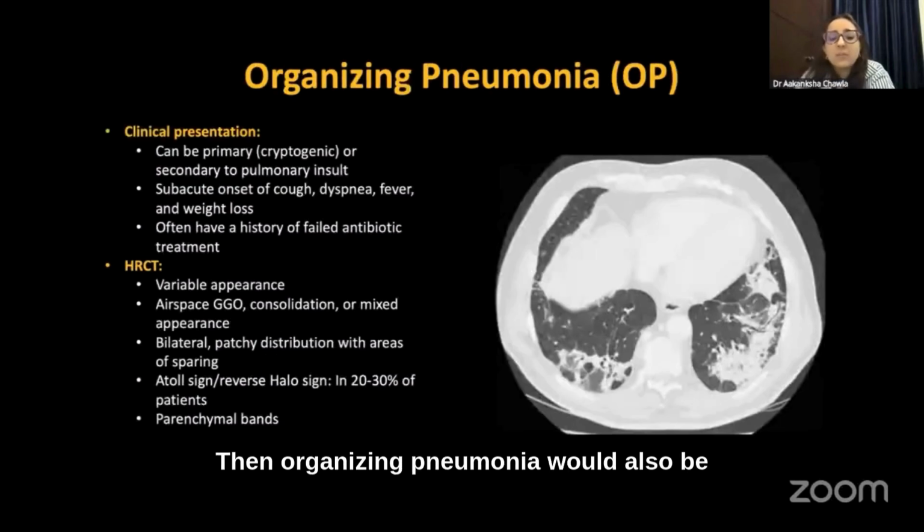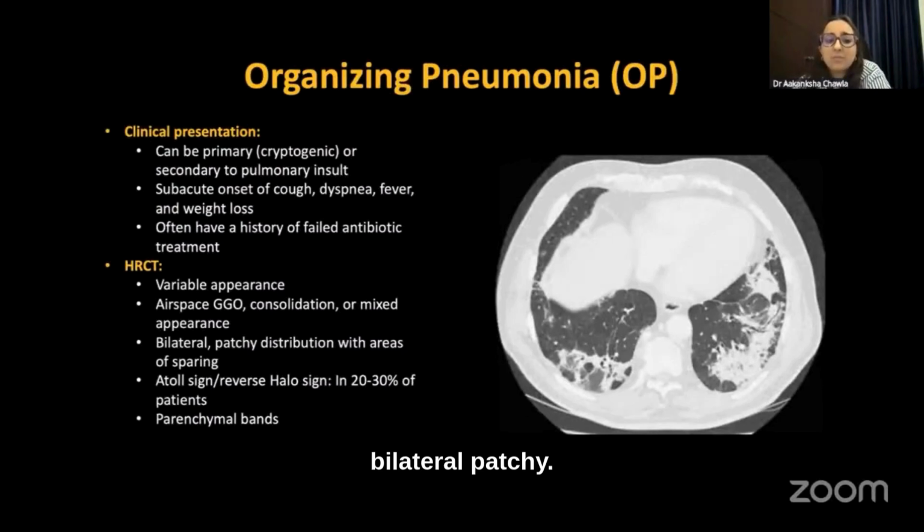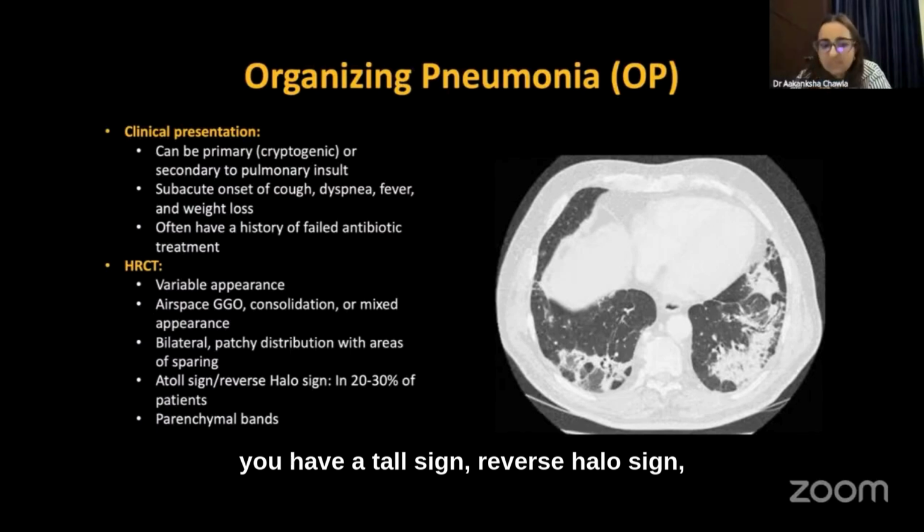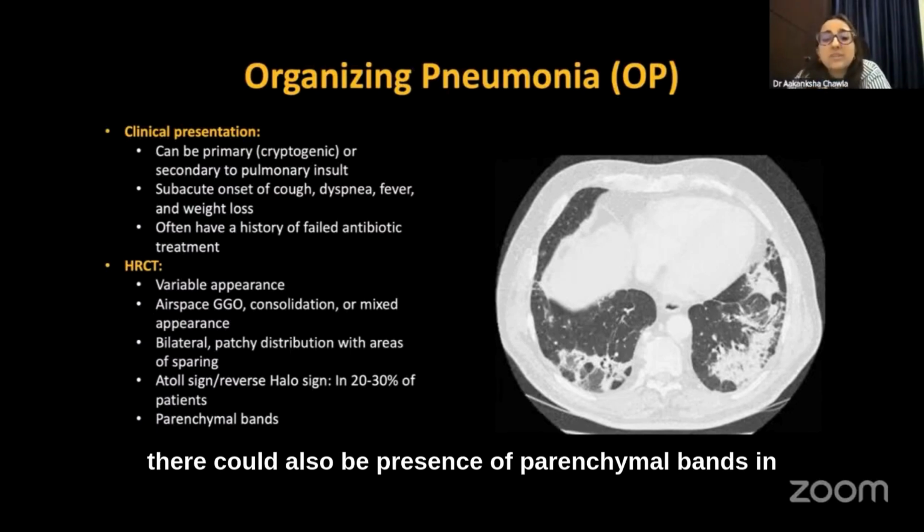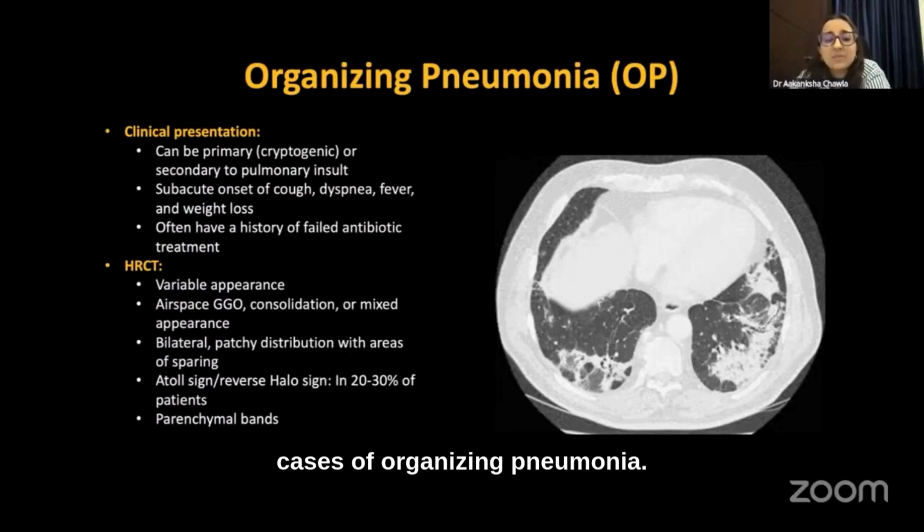Then organizing pneumonia would also have a bilateral patchy distribution with areas of sparing, airspace ground glass and consolidation. There could be a mixed appearance. You have the atoll sign, the reverse halo sign. There could also be parenchymal bands in cases of organizing pneumonia.